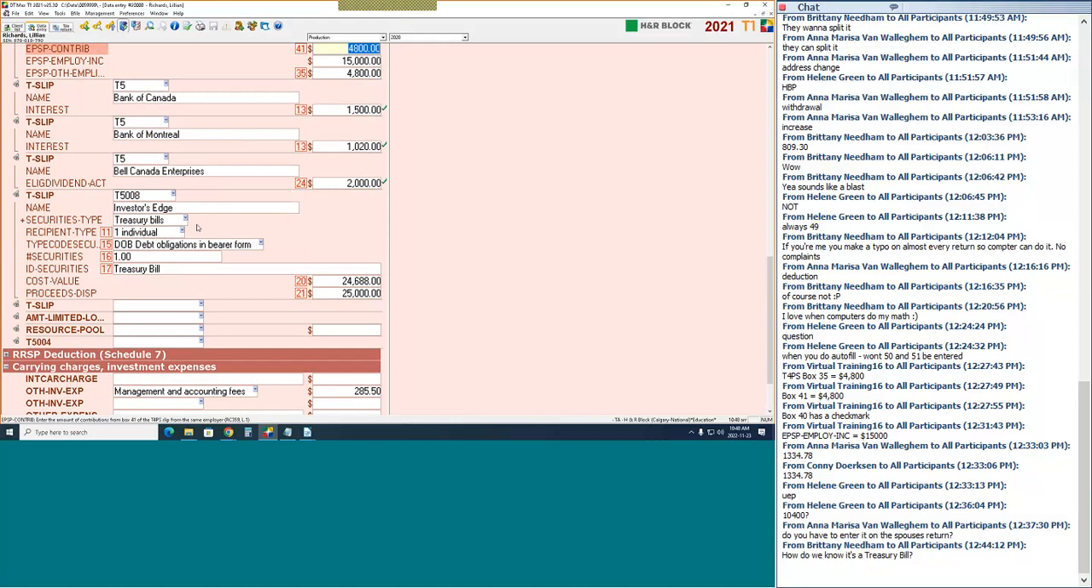So again, the tricky part here is if you don't do your data entry correctly, it's not going to make it on the return. If you think you've done it correctly, look at the return anyway. Just check.